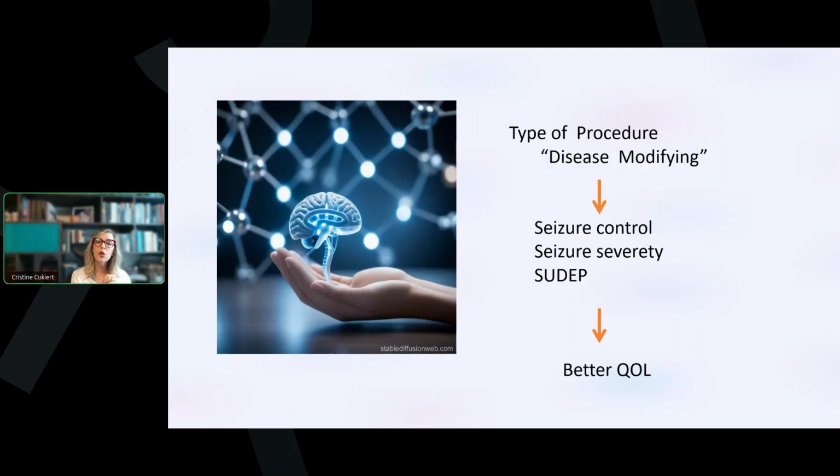So our goal is for sure seizure control, but also, as I mentioned before, reducing seizure severity and lowering the risk of SUDEP. And with all of these things, we will have a better quality of life, not only for the patient, but also for the families, especially with the very sick kids and the encephalopathic kids, where sometimes when we offer neuromodulation, we can change their lives in some way.